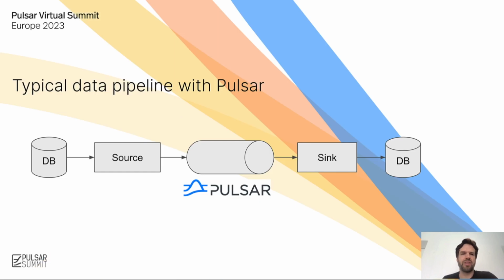It first started with the way we transfer data from a database to another database using Pulsar. Classically, we do this by using a source that will read the data from the database, transform this into messages, and put the messages into Pulsar. Then you have a sink that will read the messages from Pulsar and put them into the other database.